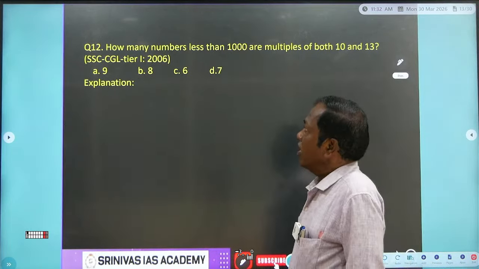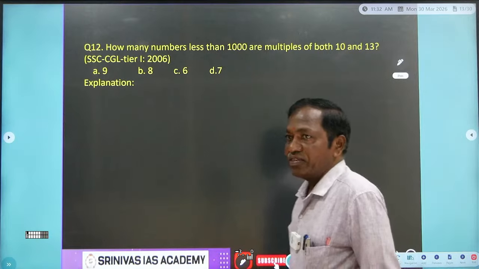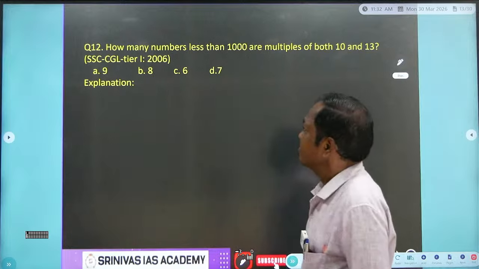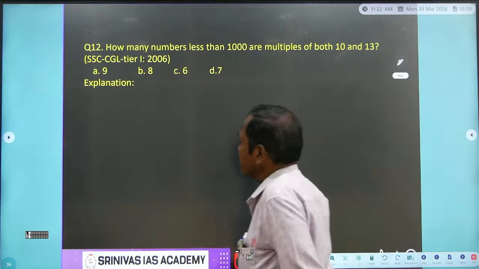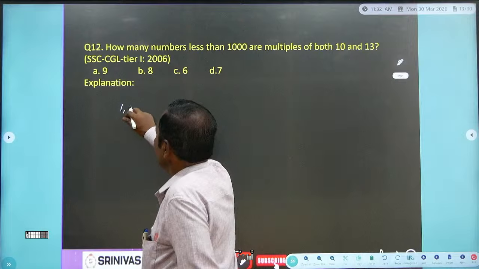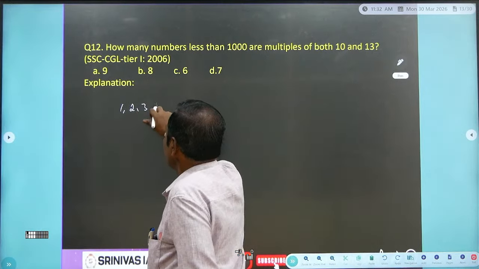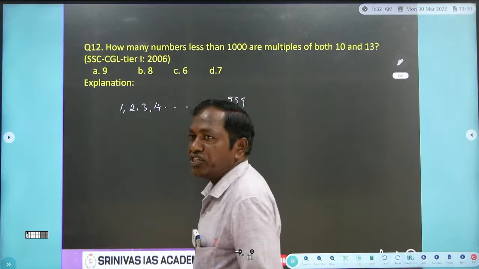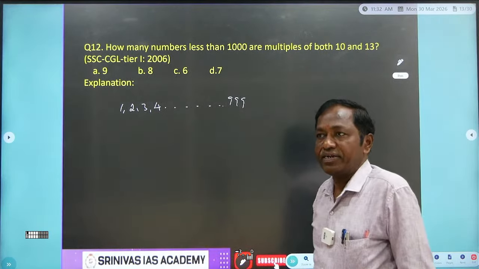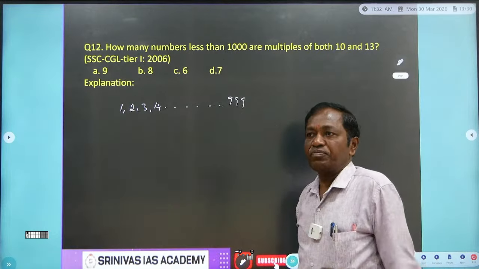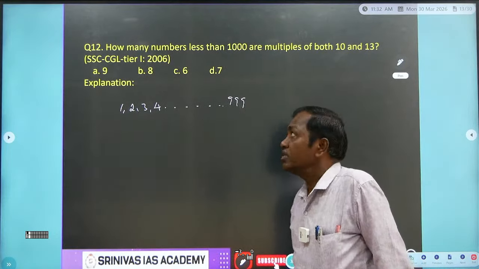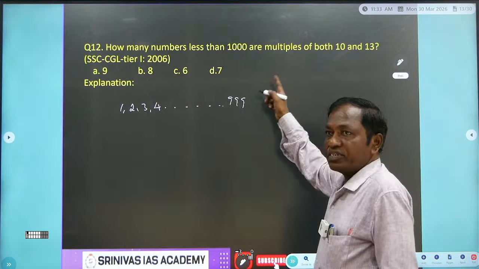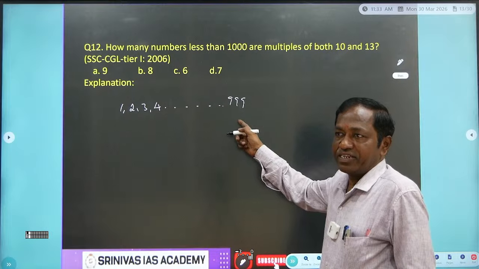Now, how many numbers less than 1000 are multiples of both 10 and 13? Write like this: 1, 2, 3, 4. Don't read the question again and again, you will go mad. First you have to download the information. What is being asked in the question? How many numbers less than 1000?